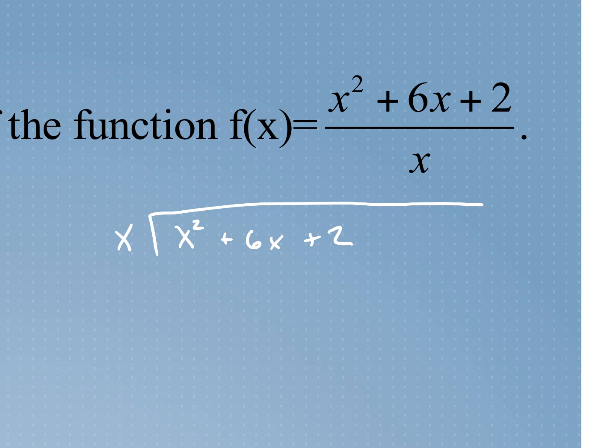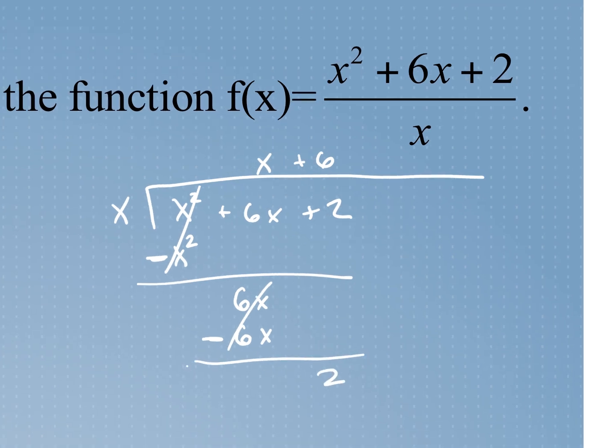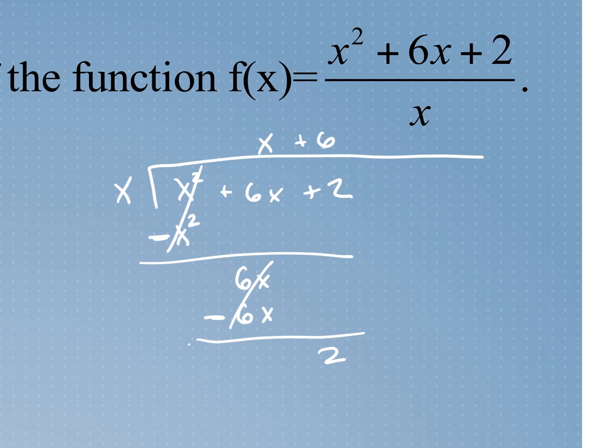So what times x gives us x squared? X. Then multiply x times x, so we get x squared. What do I have to do next? Change the sign and combine. Those cancel, and then I just have 6x. What times x gives us 6x? 6. Multiply 6x, change the sign, they cancel. Then drop the 2. My remainder is 2. But I'm just looking at the whole number part here for my slant asymptote.